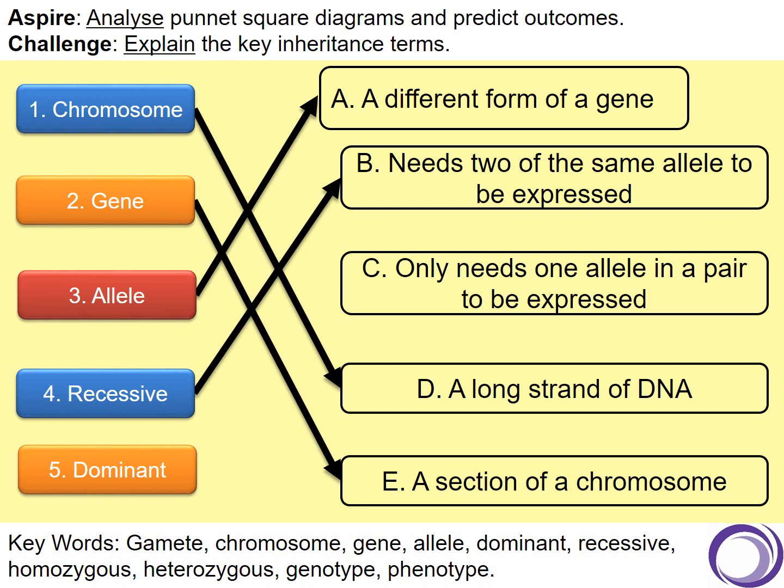Recessive, if a recessive allele is going to be expressed, you need to have two of those recessive alleles. So it needs two of the same allele to be expressed, and is often represented by a lowercase letter. And dominant only needs one allele in a pair to be expressed. So it could be two capital letters, or a capital letter and a small letter, so long as the dominant would result in the dominant allele being expressed. If you want to pause the video if you get those down, that's fine.